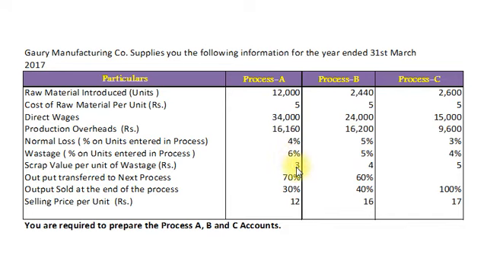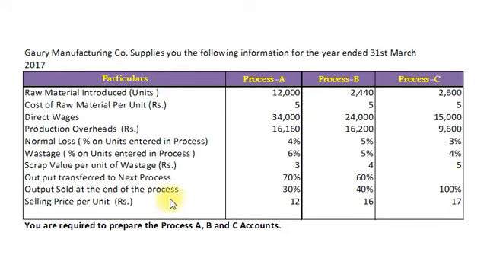The new thing is output transferred to the next process. Out of total production of process A, 70% units transferred to process B at cost price, whereas in process B, 60% of output transferred to process C, and C is the last process, so there is no question of transfer to the next process.